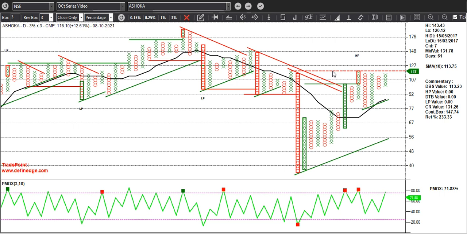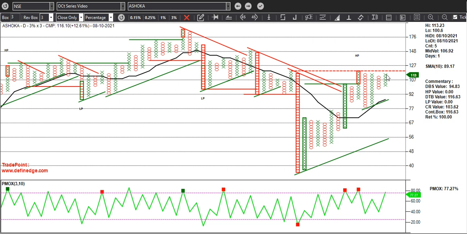So resistance is at the 120 level, and if you see, the high of this was 116.63, and the continuation box is 120. So basically, once this resistance line is broken, it can take the entry.